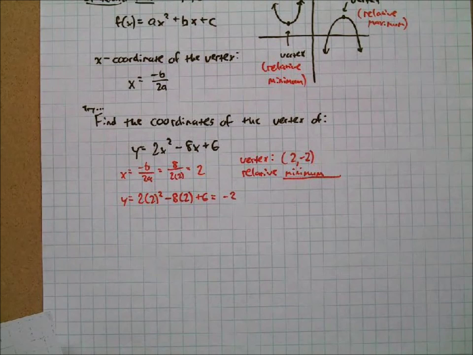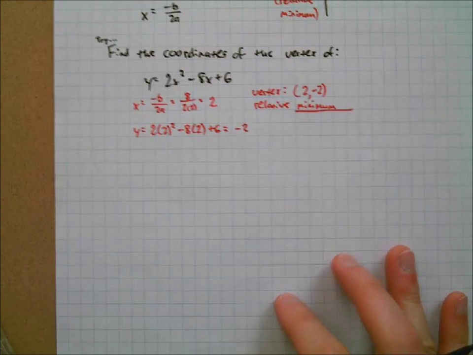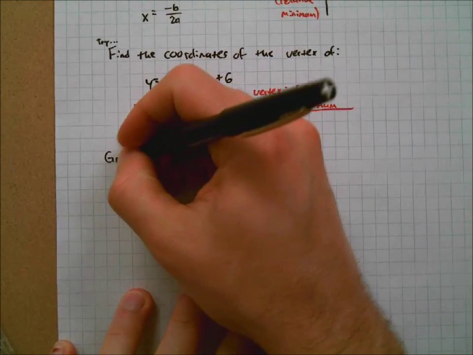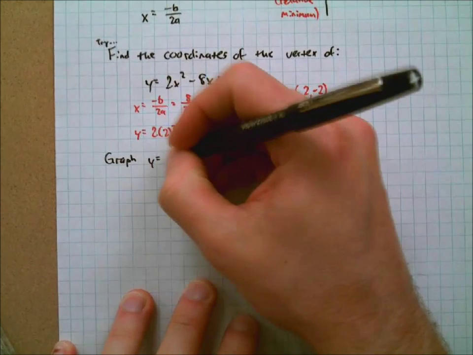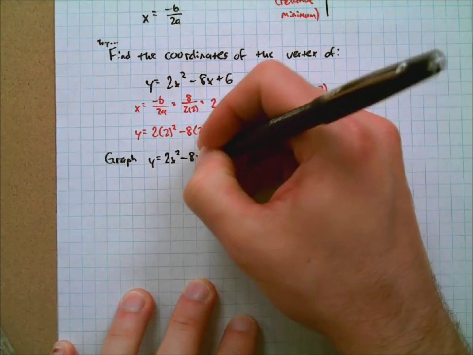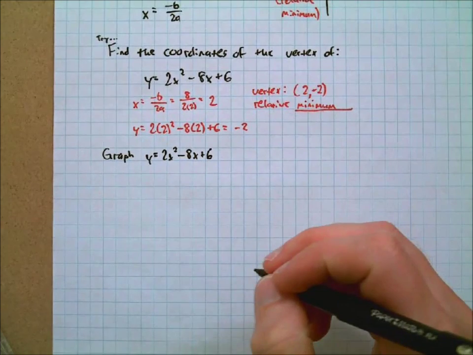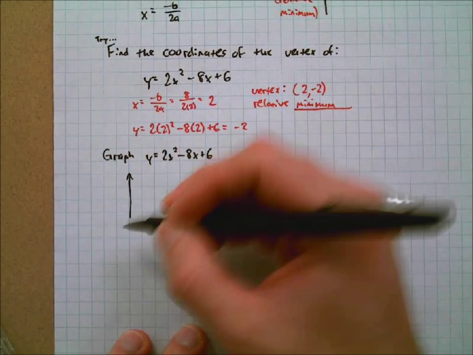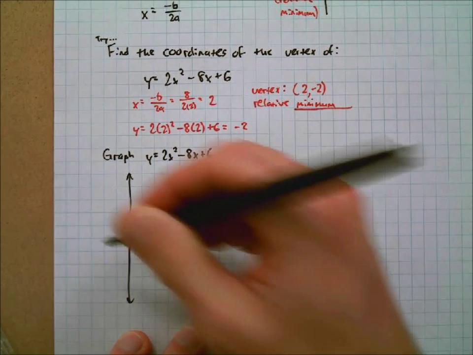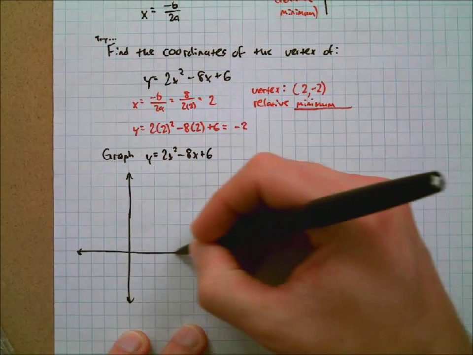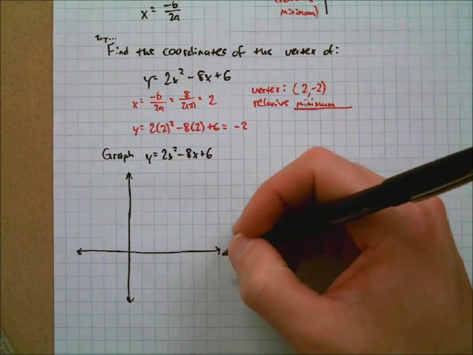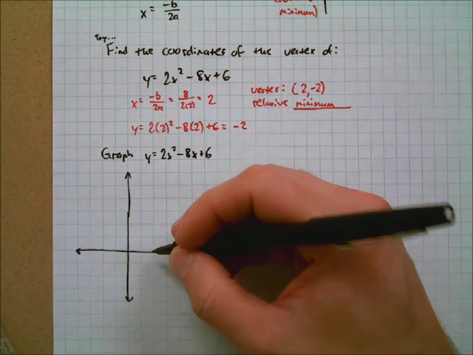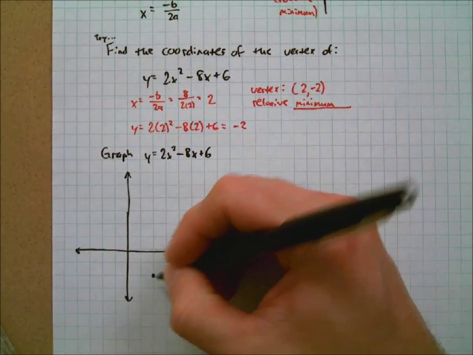All right. So let's go ahead and graph this thing because I think we have enough information. That vertex is one of the most important points we can get for that graph. So let's actually sketch the graph here. y equals 2x squared minus 8x plus 6. Again, we know we need to have the point 2, -2 at least. I'm just going to count by ones. So 2, -2, there's our vertex right there.